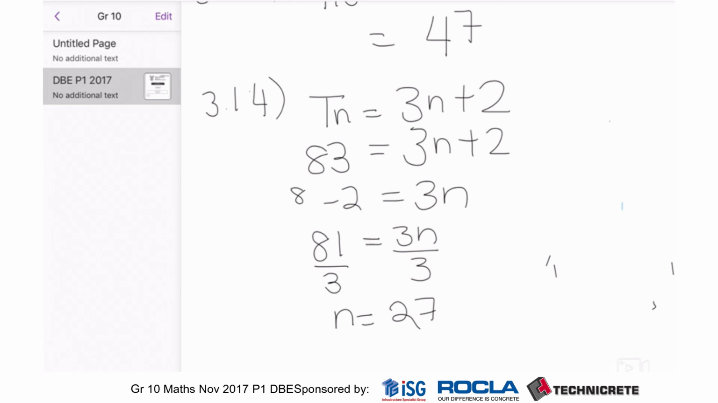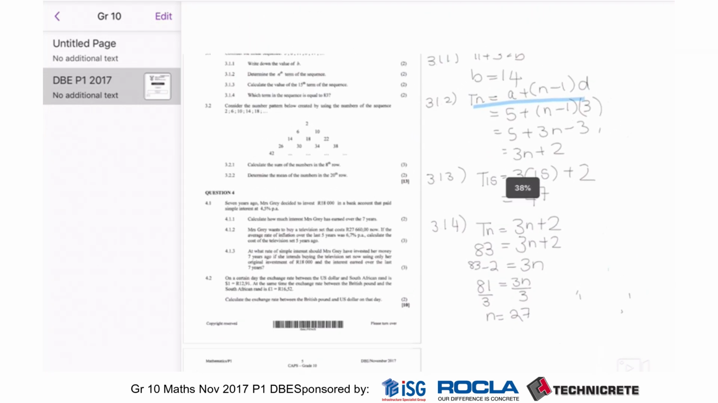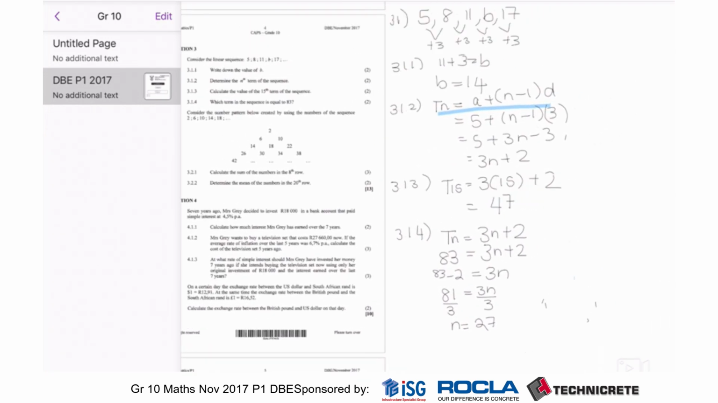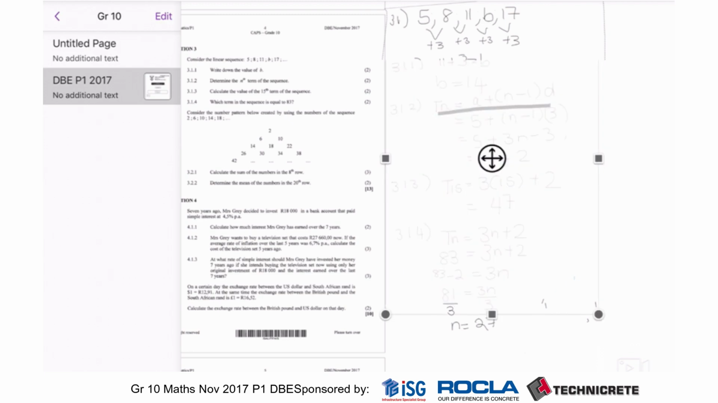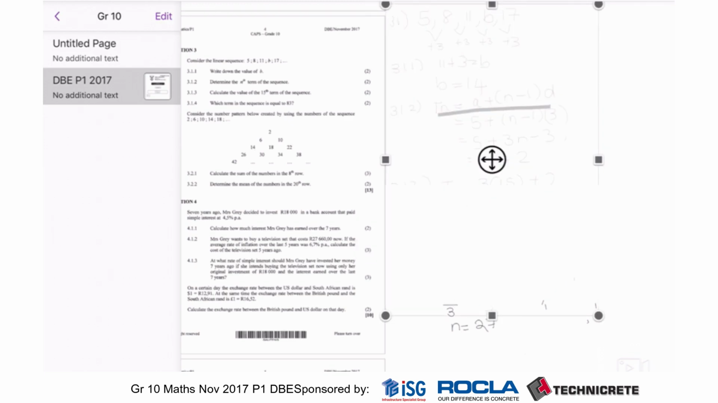Okay. And I think that was all of the first part, which was 3.1, working with our linear sequence. So this was all the questions working with the linear. We're now going to go to the next question, which I think is going to be a quadratic. I'm going to take a look at it now.